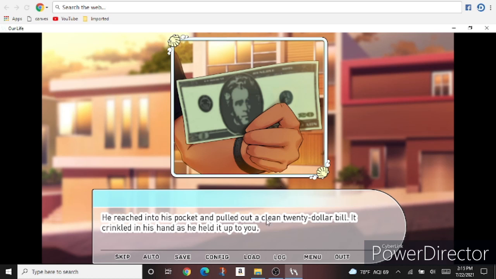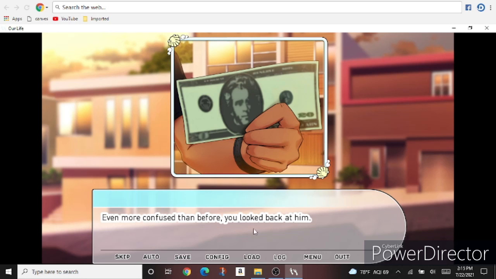He reached into his pocket and pulled out a clean $20 bill. It crinkled in his hands as he held it up to you. "I have $36, man. $20 means nothing. I just pulled out my money box." "Money box? Go back in the drawer." Even more confused than before, you look back at him.